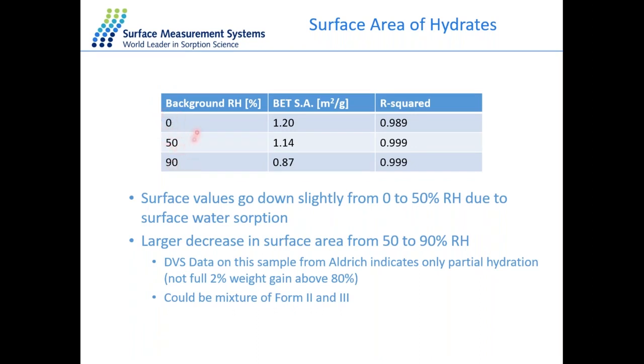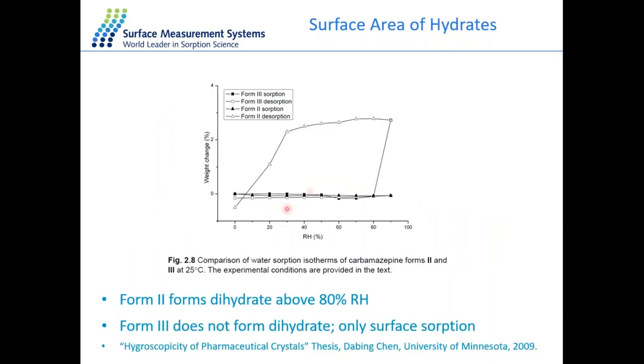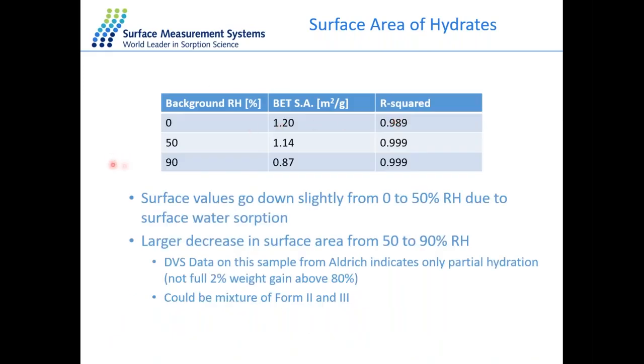At 0 and 50, this would be on the anhydrous phase, because it doesn't matter what form it is: at 50% RH and below, it will be anhydrous. Whereas if it's Form 2, above 80% RH, it will form the dihydrate. And we can see when we go to 90% RH, we do see a relatively significant change in the surface area. Now, we don't know for sure.